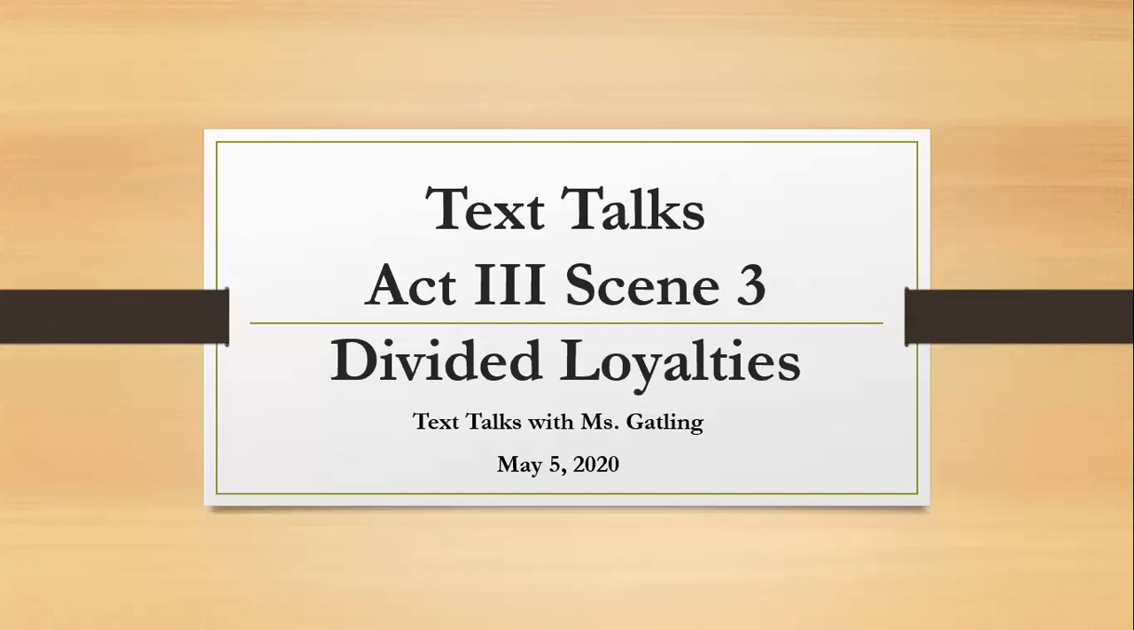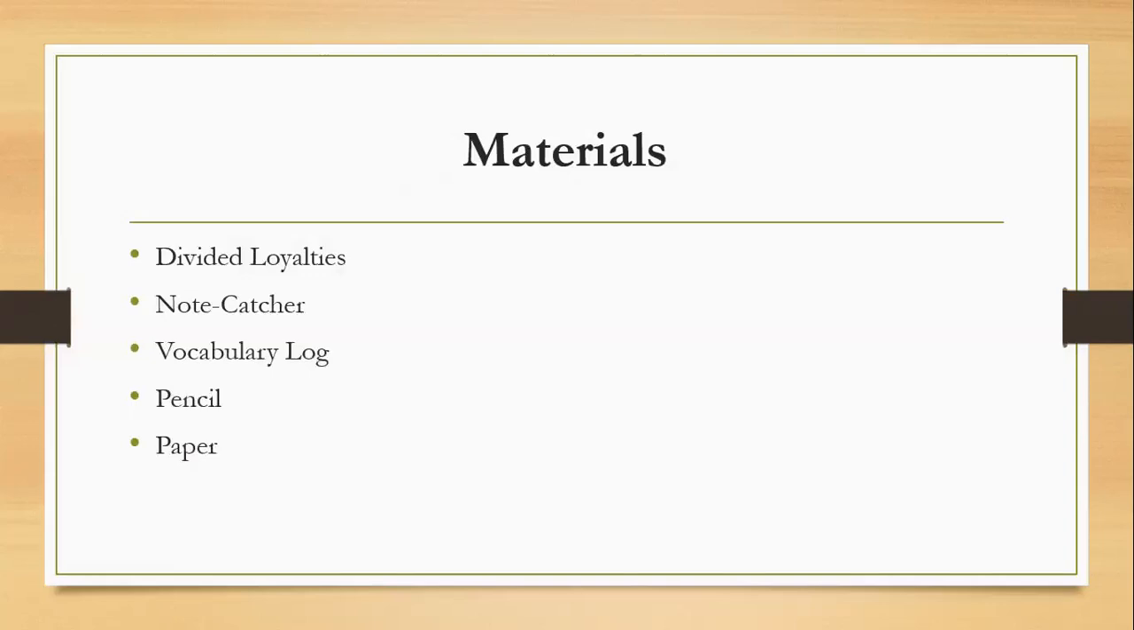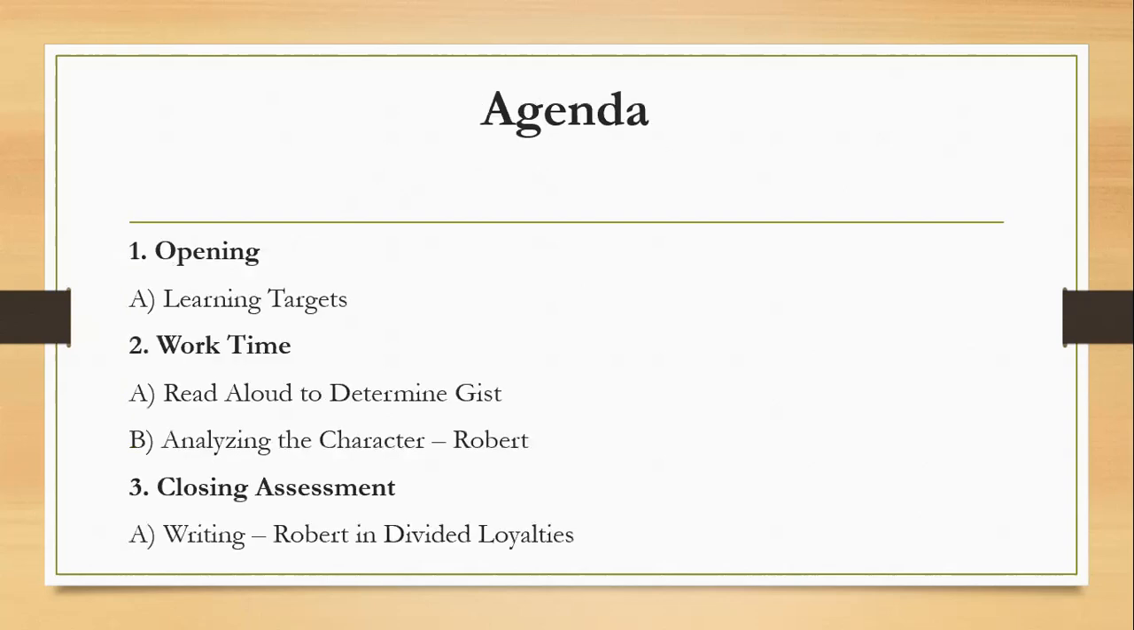Okay, welcome to Text Talks, Act 3, Scene 3 of Divided Loyalties. The materials that you're going to need are a copy of Divided Loyalties, a note catcher, a vocabulary log, a pencil, and a piece of paper. On today's agenda, we are going to be looking at our learning targets, reading aloud to determine the gist, and analyzing the character of Robert.